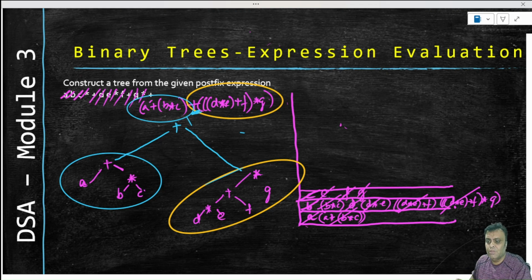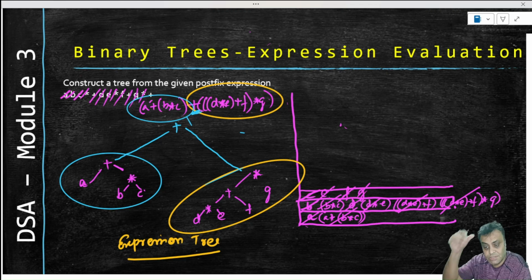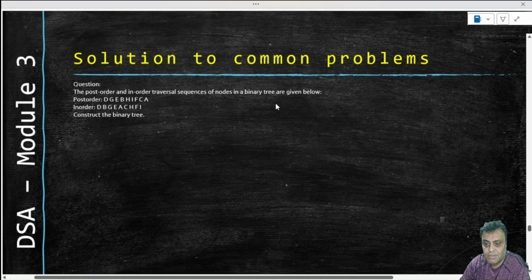So that's how you will take an expression, get into the stack, and then use the stack to create the infix expression of it, and then we are building the tree as we go along the way. So what is this called? This is called an expression tree. So sometimes you might be asked to build an expression tree, and this is your expression tree, right? So that's on the expression side of it.